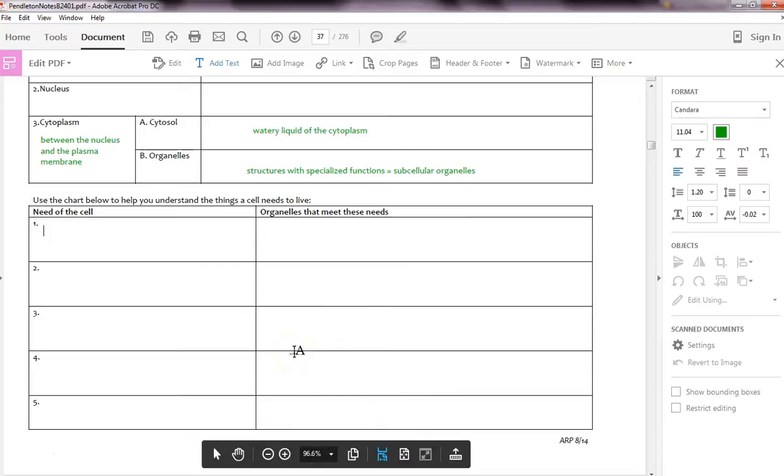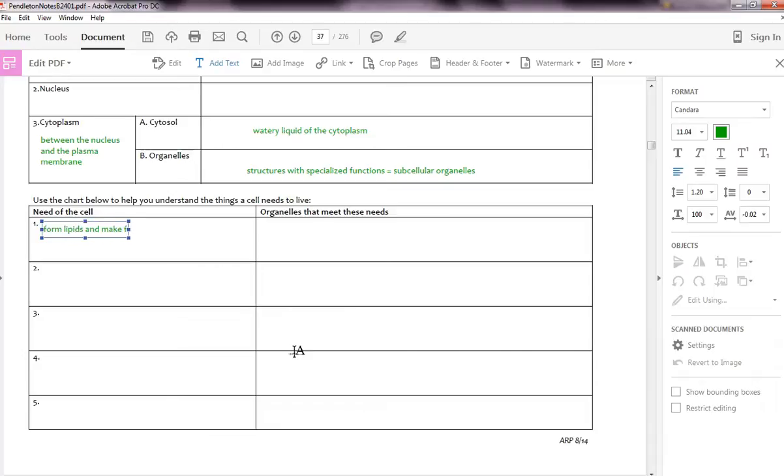Okay. So one need of the cell is to form lipids and make functional proteins. So what are the things that help a cell do that? Another thing they do once they make the lipids and proteins is they have to transport lipids and proteins to the right location in the cell.